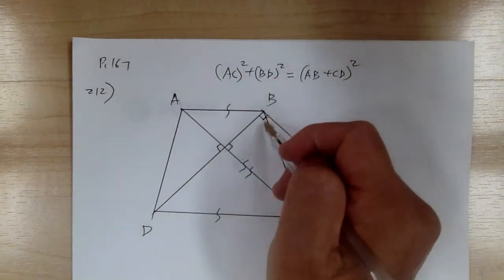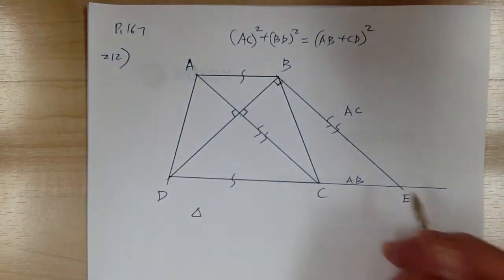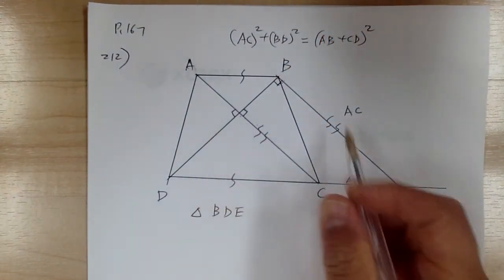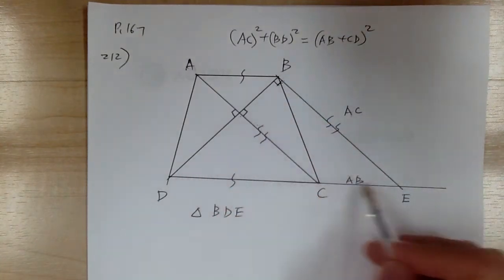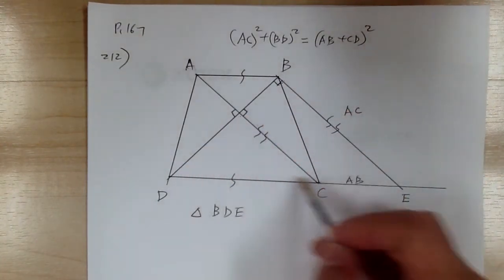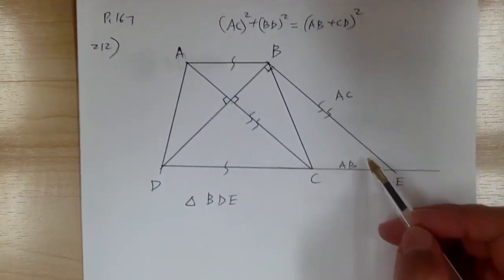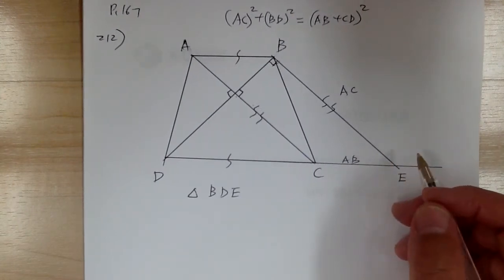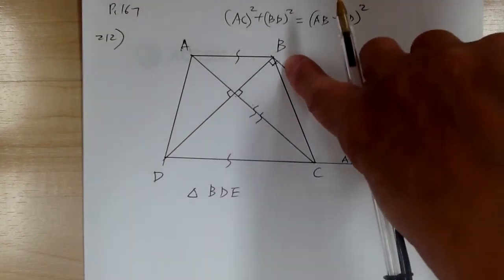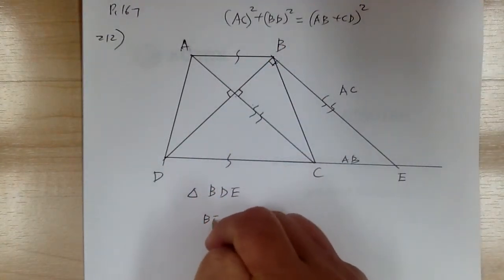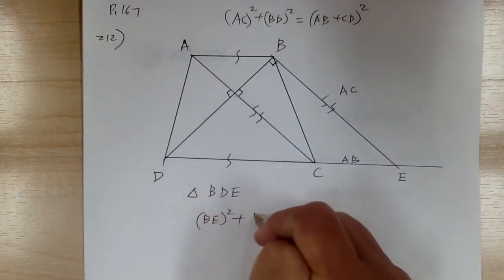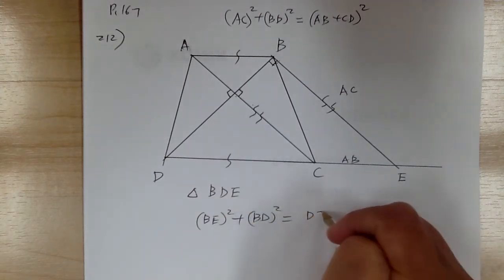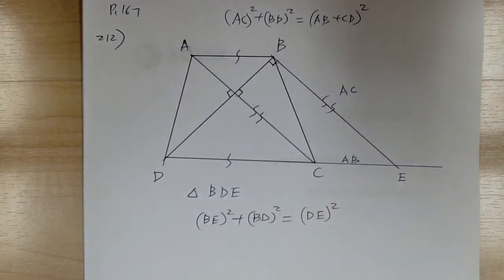So what we're going to do is look at the triangle BDE. So look at this big triangle. Now this is a right triangle, okay? This is a right triangle, so we can apply the Pythagorean theorem. So we're going to have BE squared plus BD squared equal to DE squared.